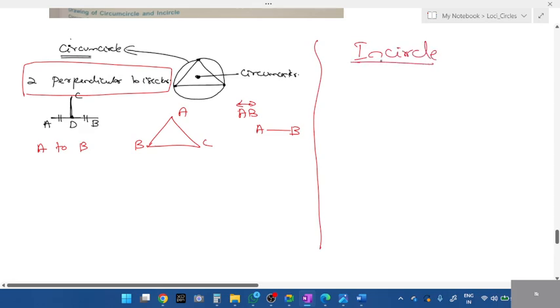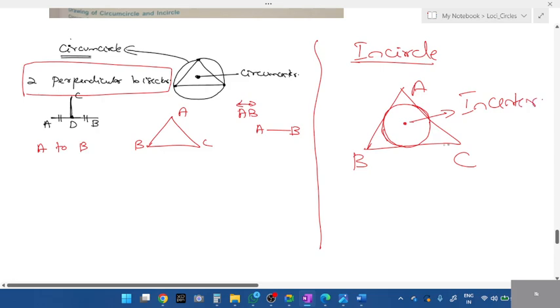Incircle is inside the triangle. A circle inside the triangle. It will never touch the vertex. This is the center. It should touch all three sides of the triangle ABC. And whatever is inside we call incenter. Circumcircle, circumcenter, incircle, incenter. And we use two angle bisectors.